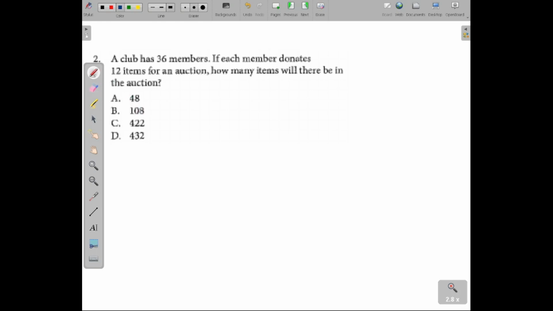Number 2. A club has 36 members. If each member donates 12 items for an auction, how many items will be there in the auction? So to find the total items that will be in the auction, we can multiply the number of members times the amount of items, which is 36 members times 12 items.